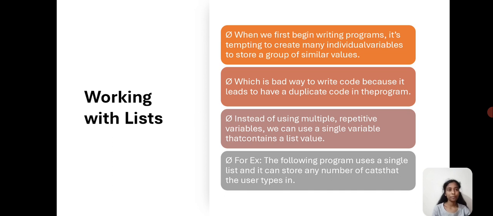Working with list. When we first begin writing programs, it's tempting to create many individual variables to store a group of similar values, which is a bad way to write code because it leads to duplicate code in the program. Instead of using multiple repetitive variables, we can use a single variable that contains a list value. For example, the following program uses a single list and it can store any number of cats that the user types in.